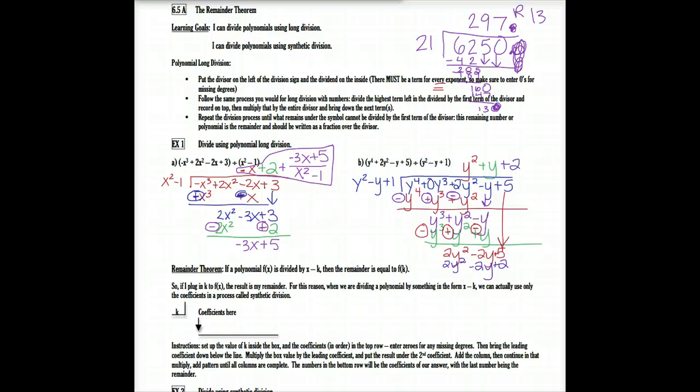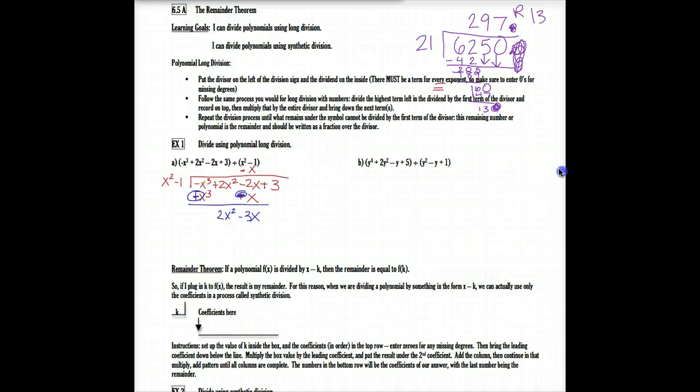Now I need to change all the signs. So minus, plus, minus, and add. These cancel. These cancel. 5 plus negative 2 is 3. There's nothing else to bring down. There's nothing I can multiply y squared by to get 3. This is my remainder. So remember, we always write remainders as a fraction over top of whatever you were dividing by. So y squared minus y plus 1.